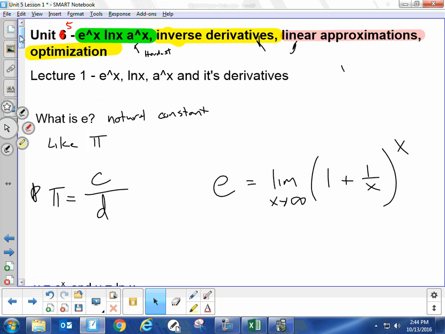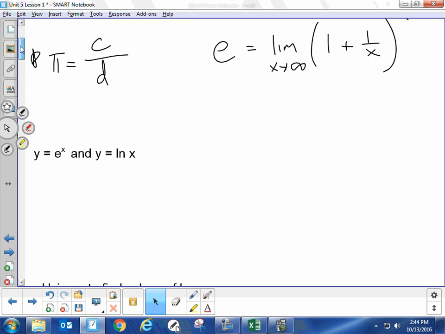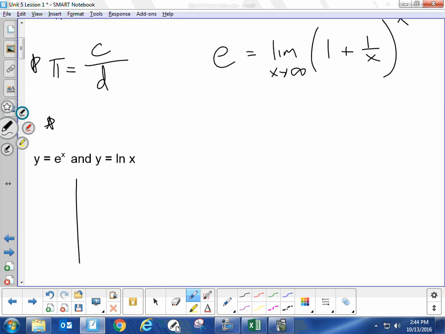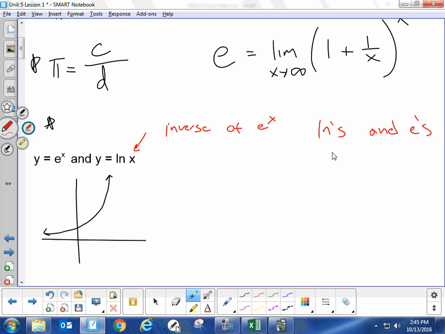Well, e is a huge number that we use when we're talking about exponential functions like e to the x. y equals e to the x is a function used frequently. And it looks like this. That's y equals e to the x. Now, y equals log x is the inverse of e to the x. Logs and e's undo each other. If this has a point x, y, the inverse will have the same point, but flip-flopped. It'll be the y, then the x.